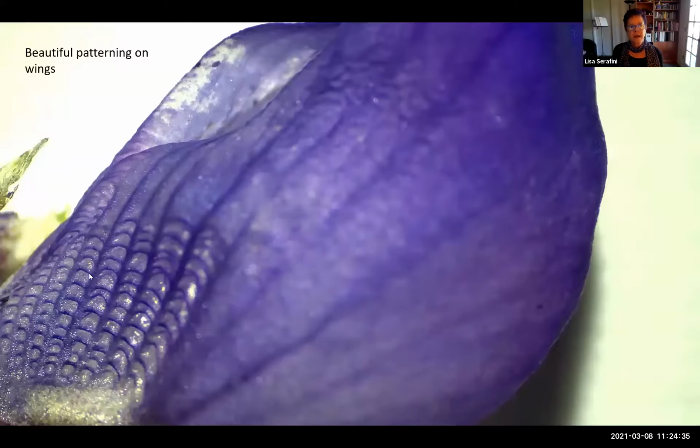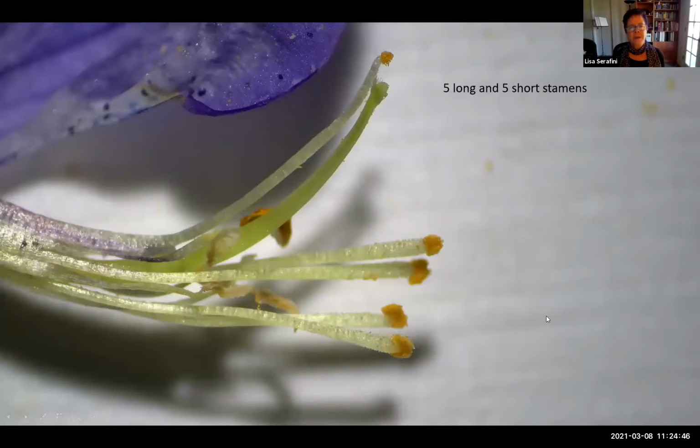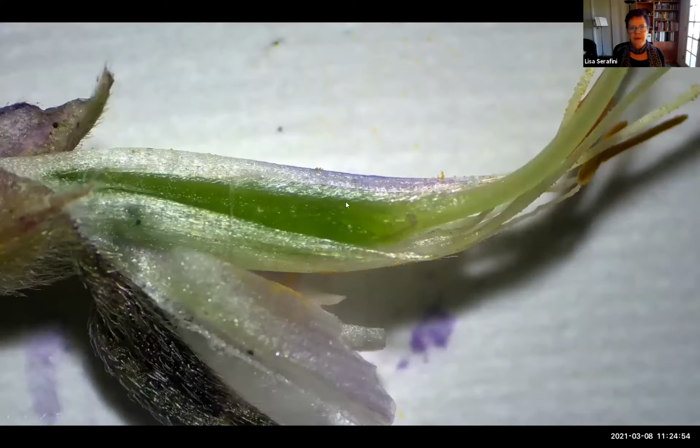I just love this patterning that you can see oftentimes on the wings, although it's never mentioned in any identification books that I've seen. And it's really tiny too. All right, and we do have 5 long and 5 short stamens. Not such an important point, but you probably will notice that. And there's our nice superior ovary that's probably already developing into a legume fruit.